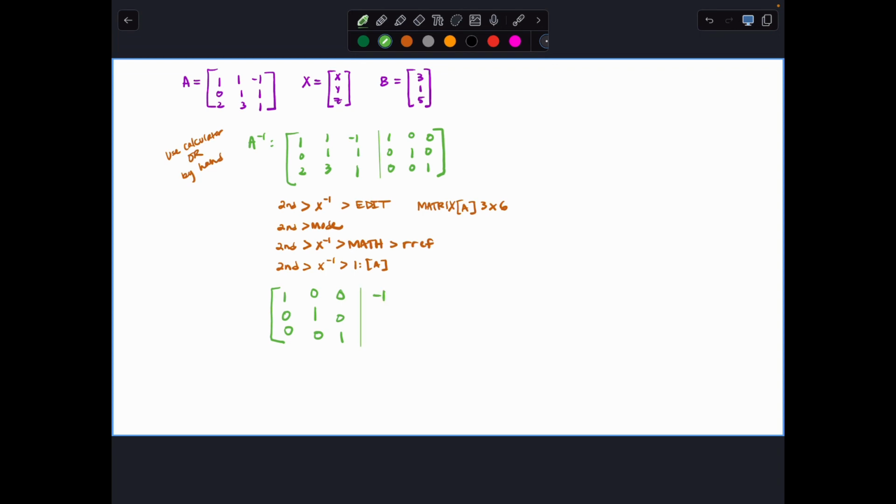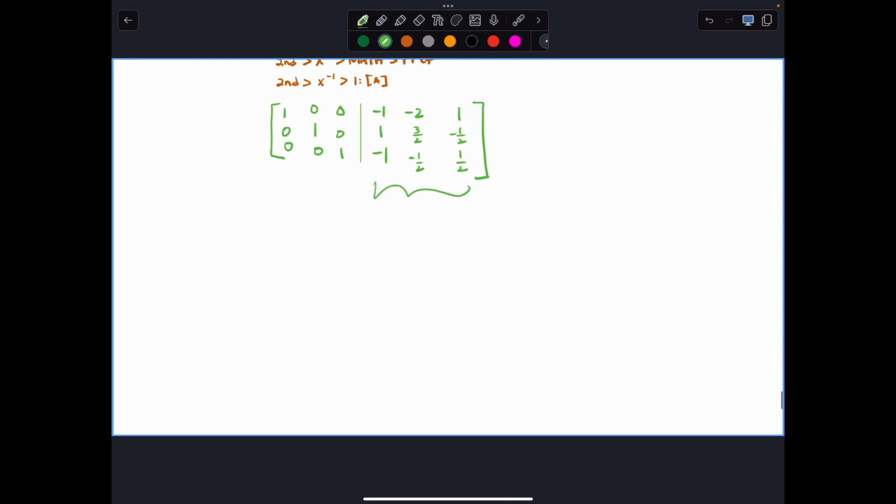So -1, 1, -1, -2, 3 halves, or you can use 1.5, -1/2, 1, -1/2, 1/2. Okay, so this is A inverse.